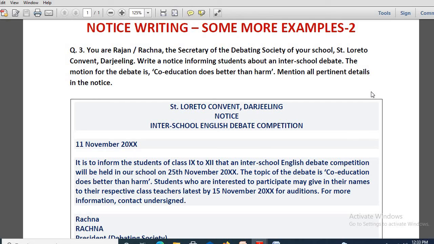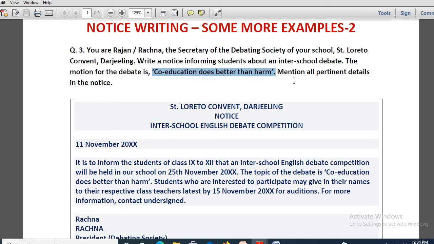See, you are Rajan or Rachna, the secretary of the debating society of your school, St. Loreto Convent, Darjeeling. That is the name of the school. Now obviously you have to write a notice informing students about an inter-school debate contest. The motion for the debate is: co-education does better than harm. You have to write a notice related to this.